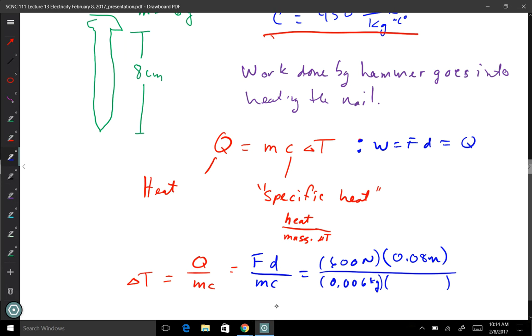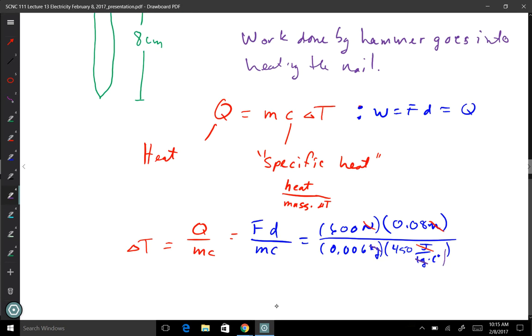And then finally, the specific heat of 450 joules per kilogram times Celsius degrees. And so when I look at this, a Newton times a meter, what do we call a Newton times a meter? Okay, it is a Newton meter, but also a joule. And so in terms of units, that's going to cancel. These two together will cancel with the joule. And then I have my kilograms canceling, and I'm left with 1 over degrees Celsius, which is Celsius degrees in this case.